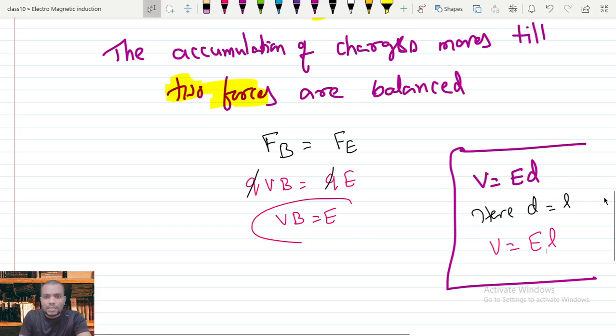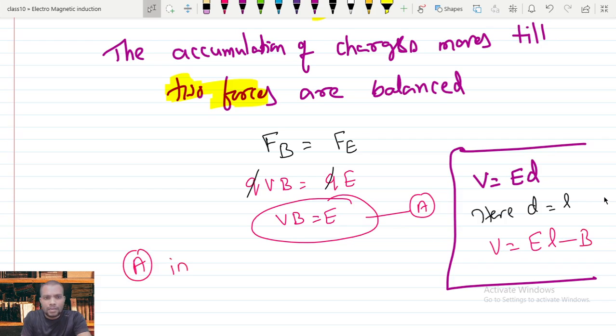From this first equation, suppose you call this equation A, and this one equation B, you can substitute equation A in B. Therefore we get a new expression, V equal to BvL.